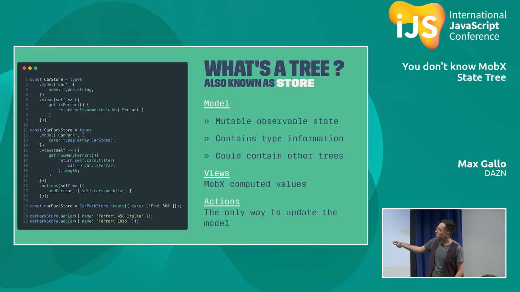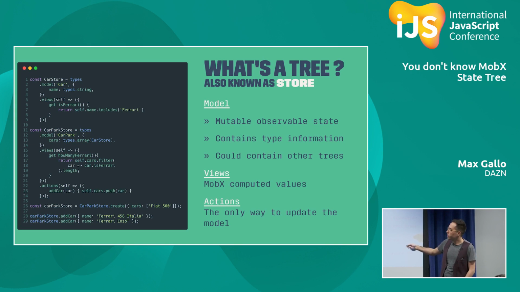Again, we can see here car store. Again, type car, name string, etc. And then we have views. Views, it's returning a getter, which is Ferrari, which is just checking the name using the self. They use this syntax to avoid the confusion with this. So self is straightforward to tell you that self name dot includes Ferrari. So you can straightforwardly use car dot is Ferrari to find out if it's a Ferrari as well.